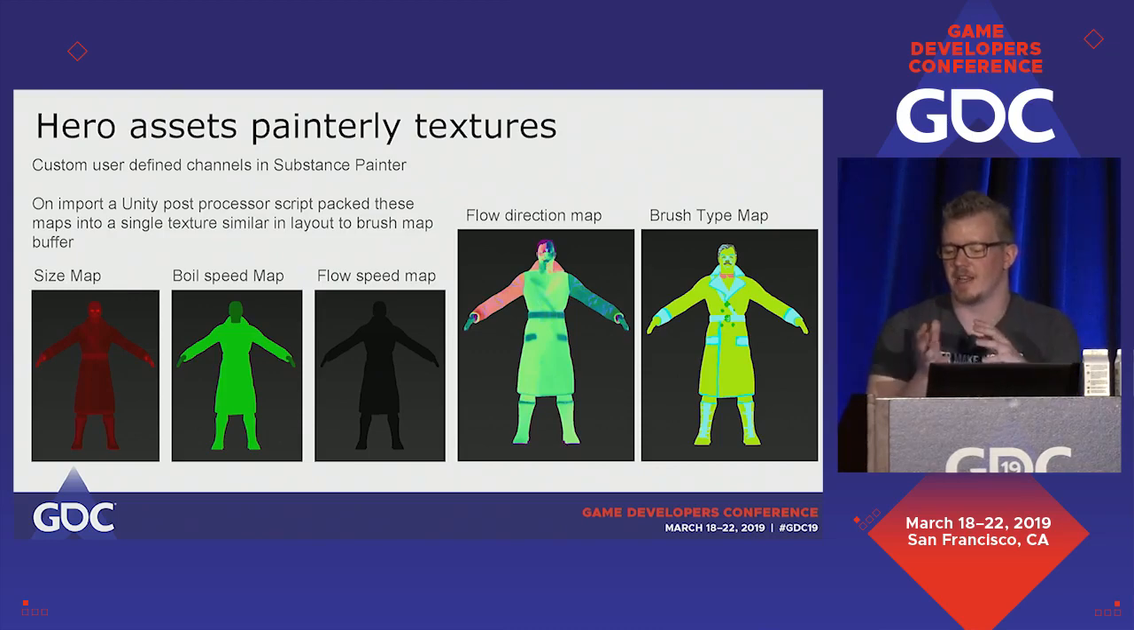So, painting the hero assets: as you saw earlier, the format for the brush map buffer is not artist friendly. So in Substance Painter, the artist would paint into these custom defined channels that would control each aspect of the brush strokes. And when we then imported it into Unity, a custom editor script would take all of that information and crunch it down into the texture format that the pencil effect was expecting.